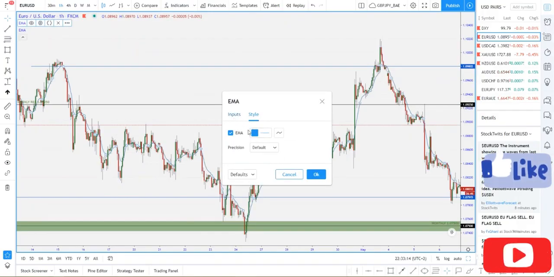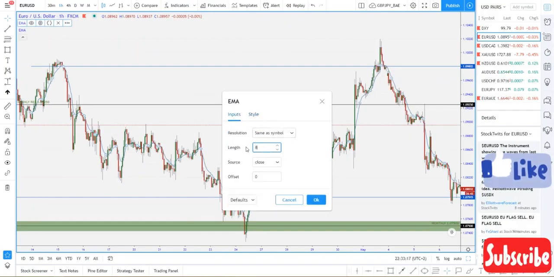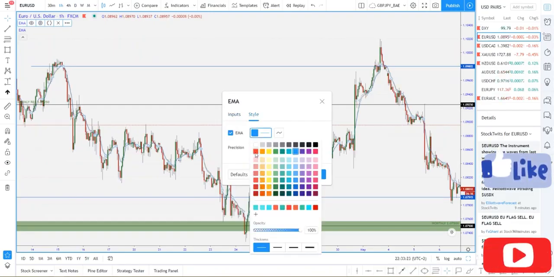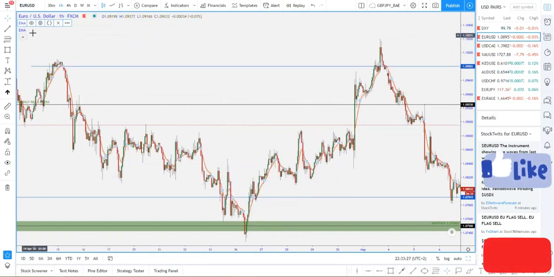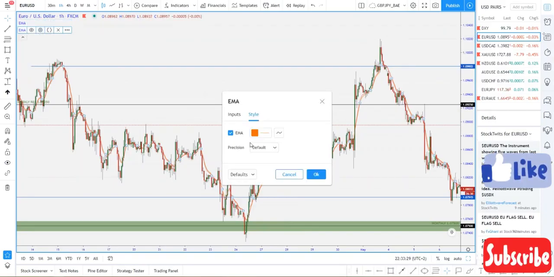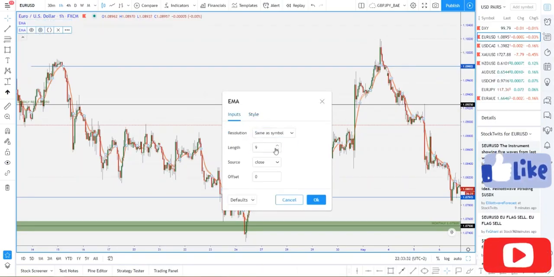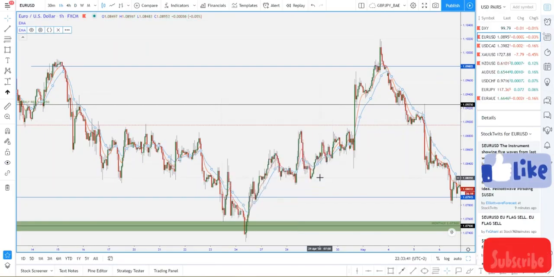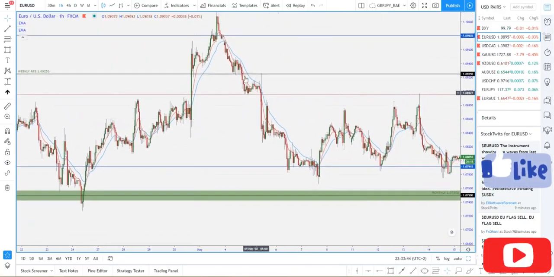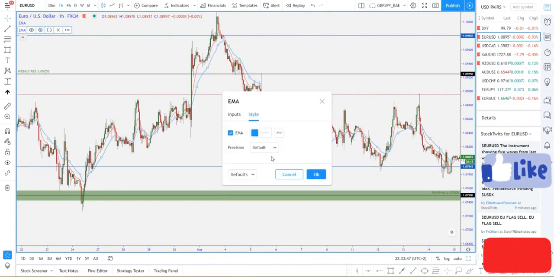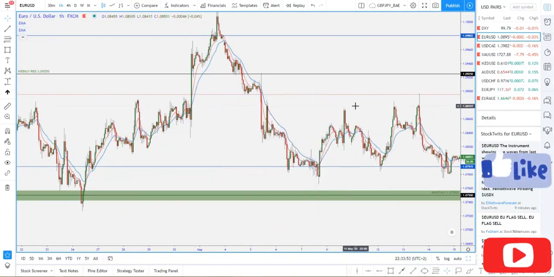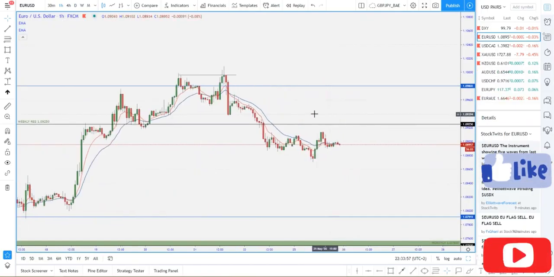The first one will be period 8, and that one will be the red one. All of us will be using the red one, period 8, and then the second one will be period 18, and this one will be blue. So period 8 is red and period 18 is blue. These will be the moving averages we will be using moving forward: periods 8 and 18, EMAs, exponential moving averages. These are the moving averages we will be using from now on.